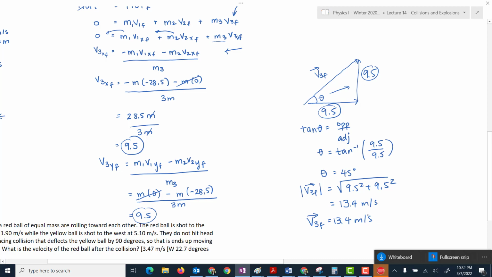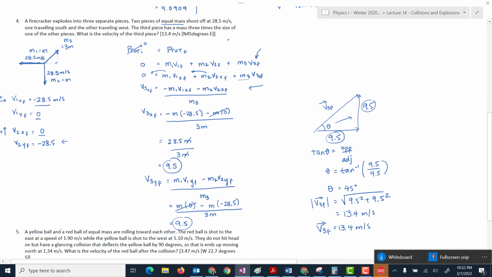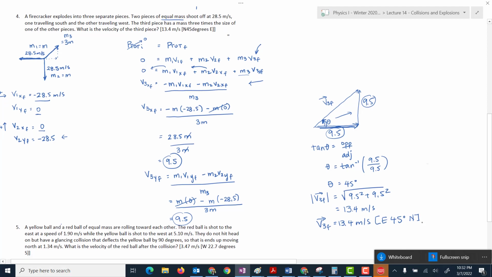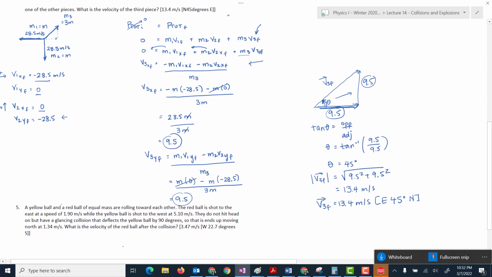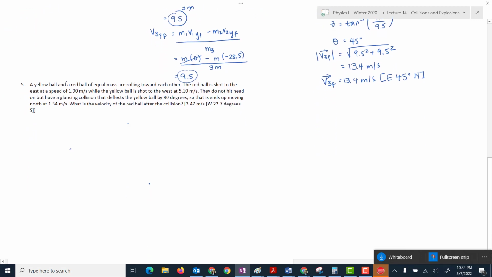Now I have to give my direction. So let's look and see how the question was phrased. It says one's traveling south, the other one's traveling west. So when I give my direction, I'm going to give it with northeast, southwest coordinates. So I'll say it's traveling this direction, which is east, and then this angle, which we got 45 degrees, towards the north. So east 45 degrees north. Okay, so that was question 4. Let's move to question 5.